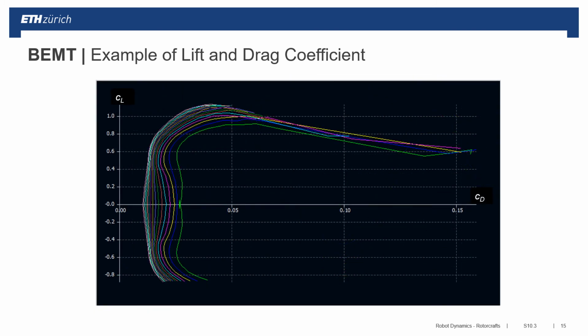Here is another representation of lift and drag as a function of different angles of attack with different colors. And you can see again that the lift coefficient is much higher than the drag coefficient, which is actually what you want, because you want to mainly generate lift and as little drag as possible, because the drag is directly converted into the propeller power.